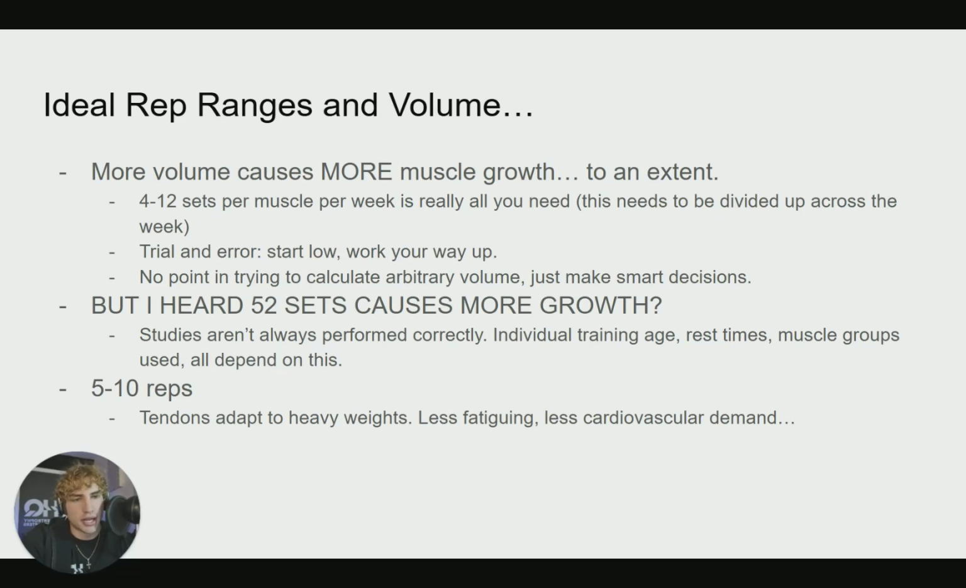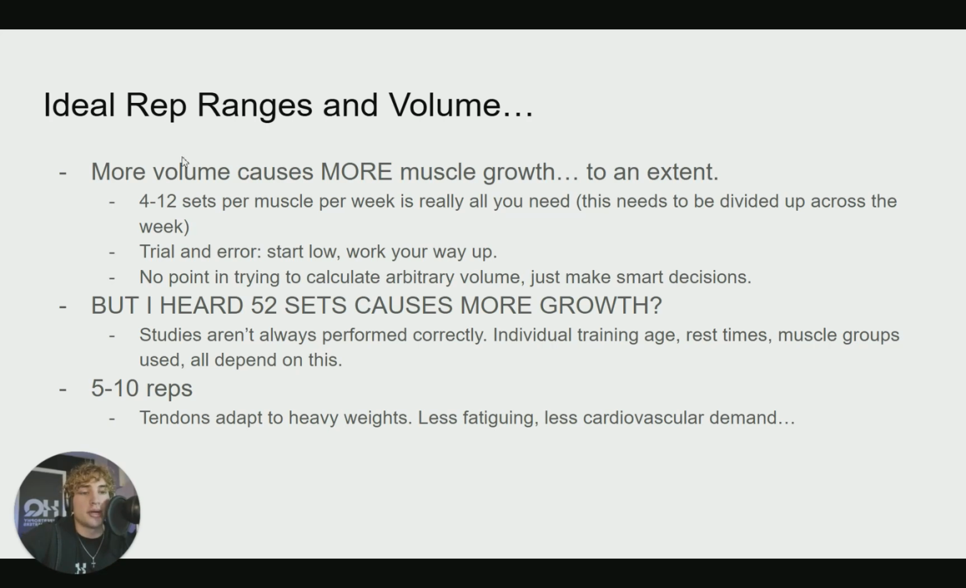So, yes, it's to an extent, right? If we do more sets, we're going to get more muscle growth because there's just more stimulating reps. But the fact of the matter is you don't have an infinite amount of stimulating reps in a set, and you're going to get to a point in a session where you're causing more muscle damage than muscle growth, and those are two separate processes, right?